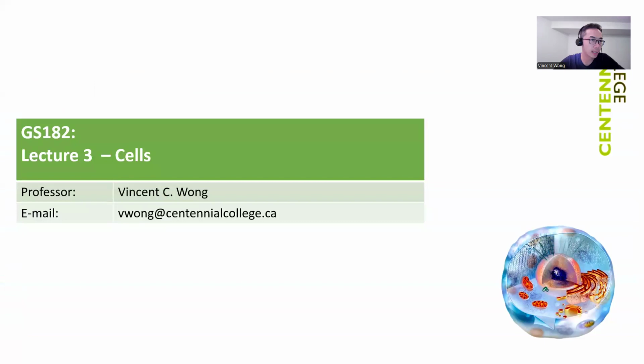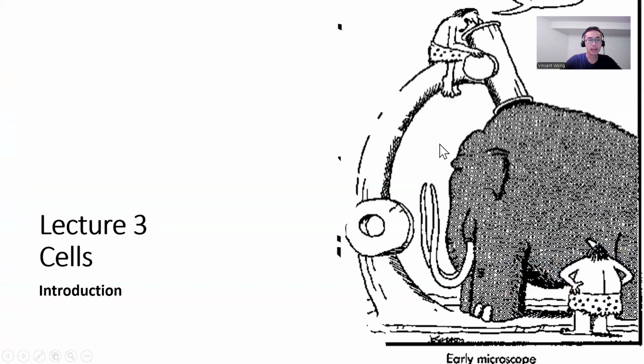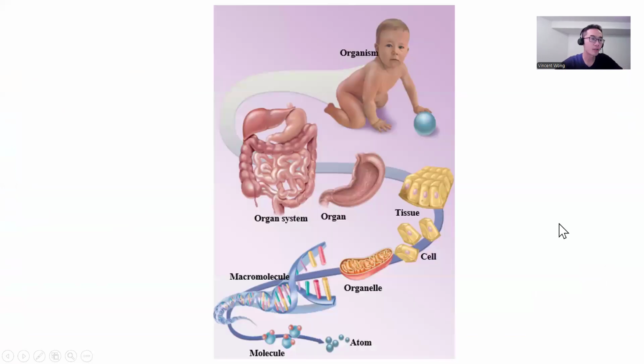And today we will be learning lecture 3, which is about cells. So let's get right into it. Start with some introductory information. You might remember this picture from earlier on in the course where we were talking about characteristics of living things. And one of the characteristics that we talked about is that there are complexity and organization associated with living things. And I show you this hierarchy of organization.